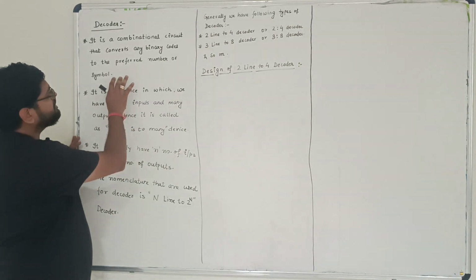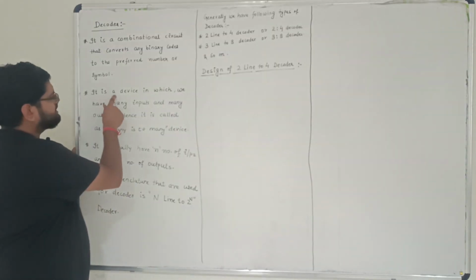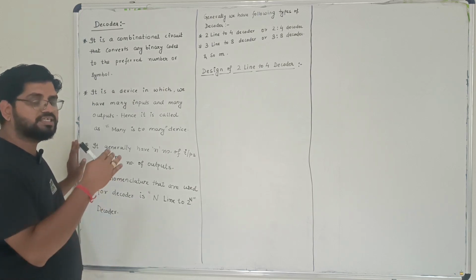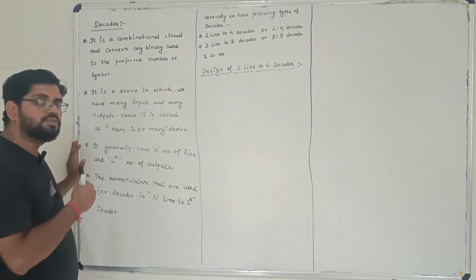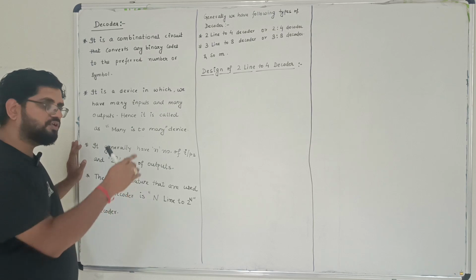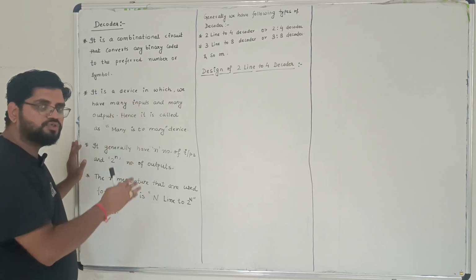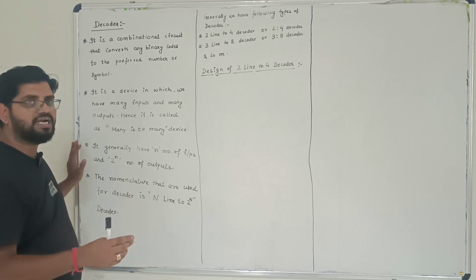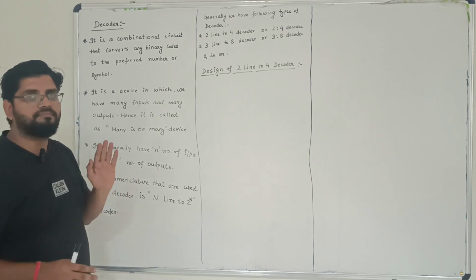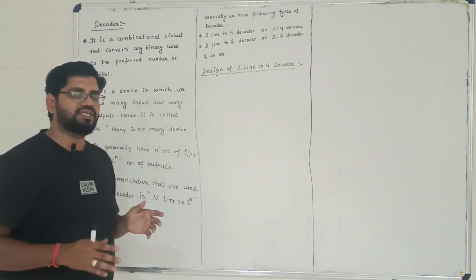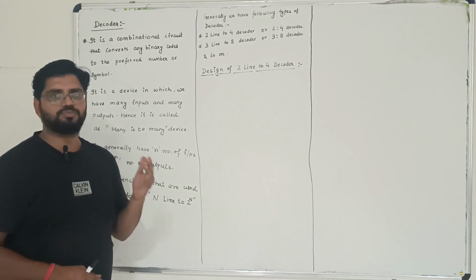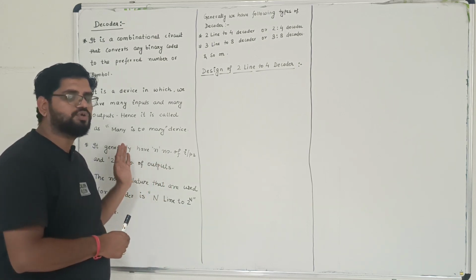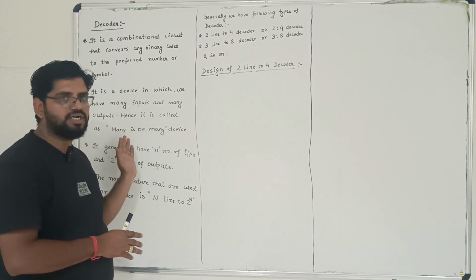Coming to the decoder, it is a device in which we have many inputs and many outputs. As I have told you, it converts binary numbers to preferred symbols. Therefore it will have many inputs and simultaneously many outputs. So it is also named a many-to-many device. We have studied one-to-many and many-to-one, but this is a special kind of device called many-to-many. Why is it called many-to-many?